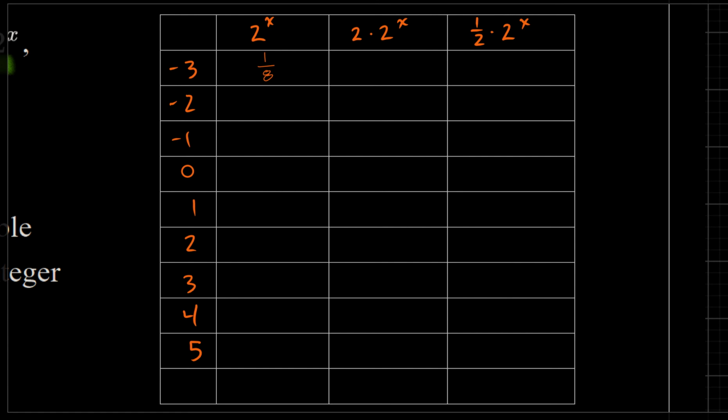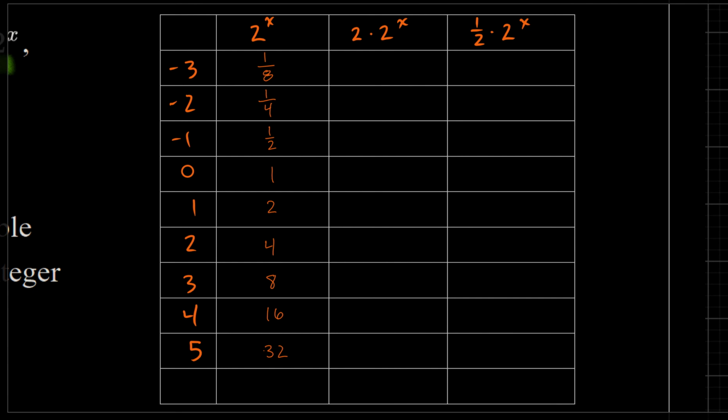1 over 2 to the second is going to be 1/4. This is going to be a half. Anything to the 0 power is 1. We've got 2, 4, 8, 16, and then the last one is 32. 2 to the 5th power is 32.